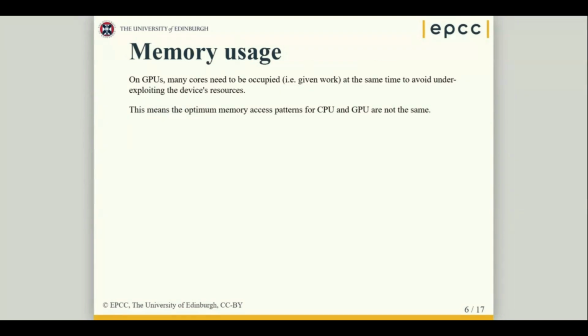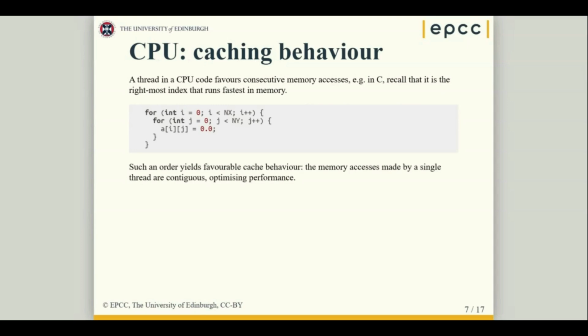So on GPUs, many cores need to be occupied or given work at the same time to avoid underexploiting the device's resources. This means we need to optimize the memory access patterns for the GPU, and those patterns are not the same between the CPU and the GPU. We have to do something different for a GPU. As we were saying yesterday when we talked about hardware, GPUs have much higher memory bandwidth available from their RAM, but we need to program in a way that maximizes that. So what's the fundamental difference here?